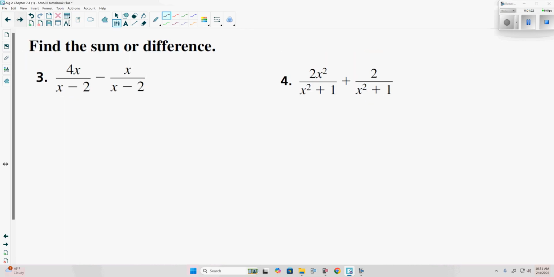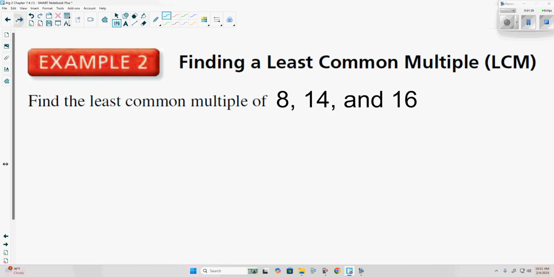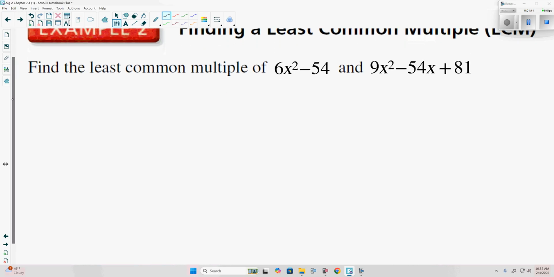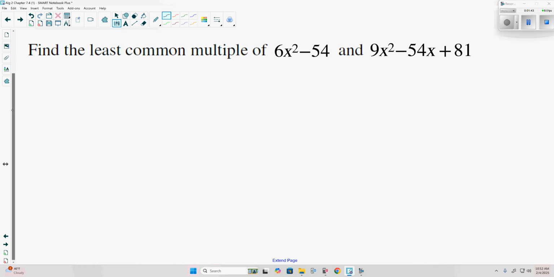Now, where we left off yesterday was finding the least common multiple. This is, I think, where we stopped. We did finish that one? Okay. So again, we're finding this least common multiple to be able to add or subtract fractions with unlike denominators.